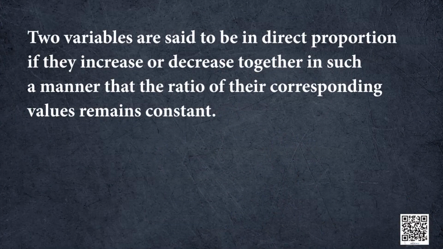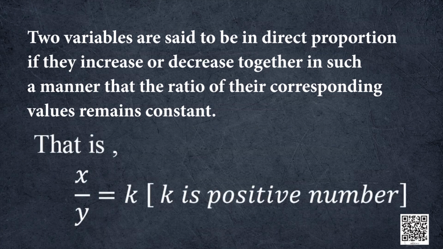We have seen that two variables are said to be in direct proportion if they increase or decrease together in such a manner that the ratio of their corresponding values remains constant. That is, if x and y are two variables, then x by y is equal to k, where k is a constant and it is a positive number.